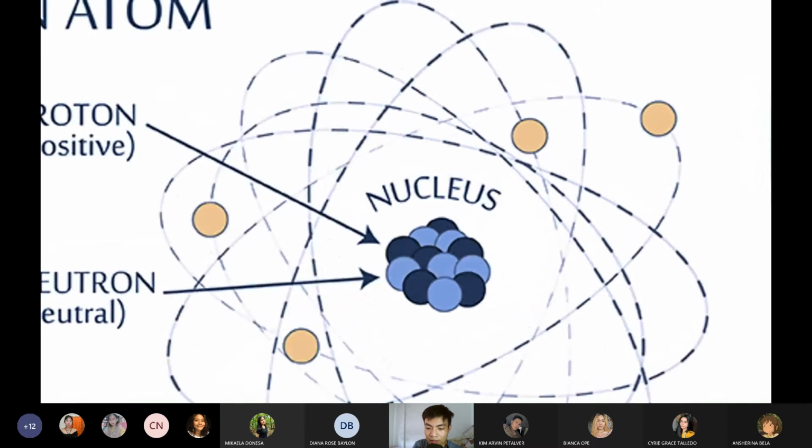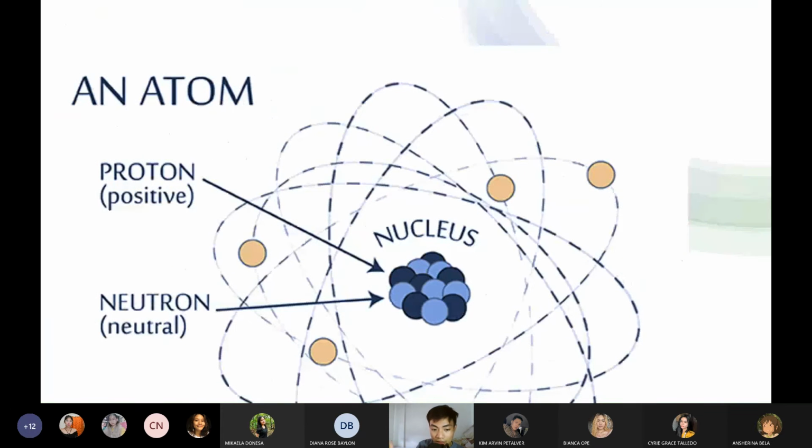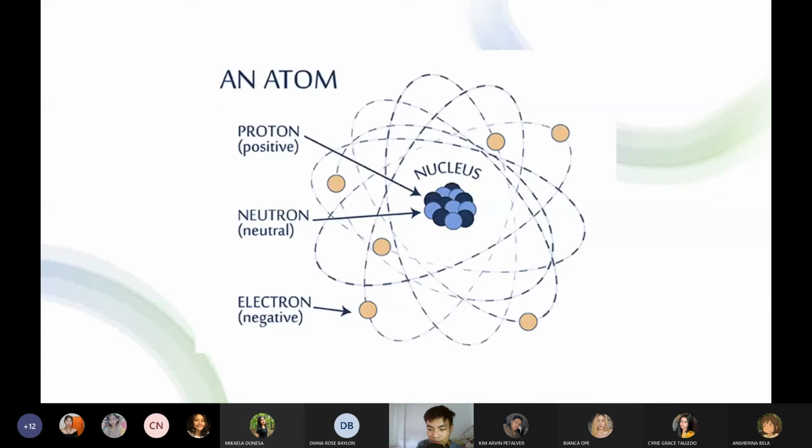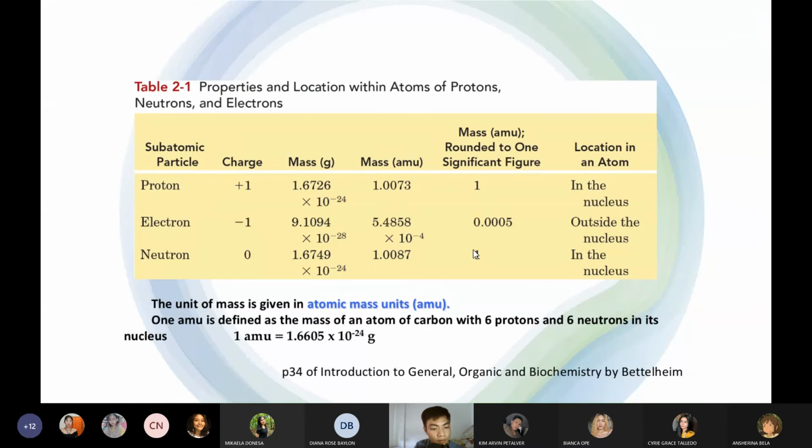So kung mapapansin niyo, yung proton yung dark blue, and then yung neutrons sila yung light blue. So kumbaga they cushion the positives, no. Parang they form the barrier between the positive protons, so that they will not repel, para magsama-sama sila. Okay? So yun yung purpose ng neutrons, to serve as borders, to protect proton from a proton. So ganun lang yung purpose niya. Para hindi sila mag-deflect from each other. Okay?